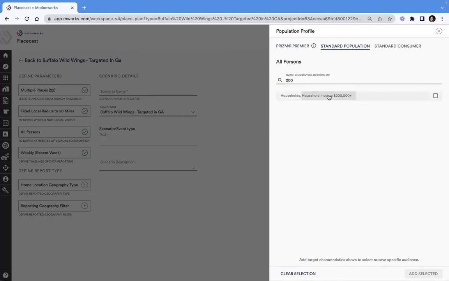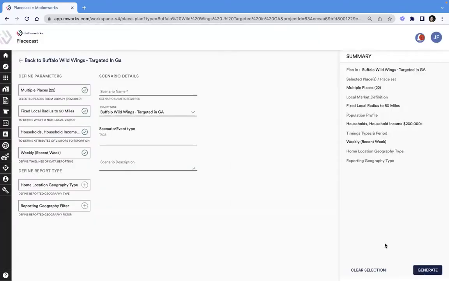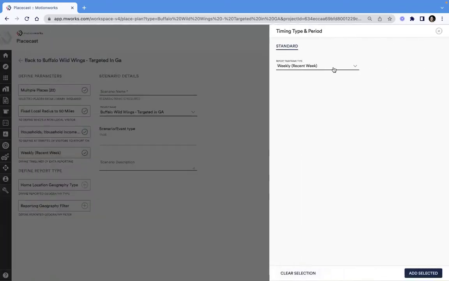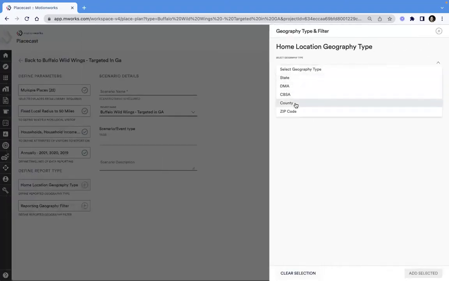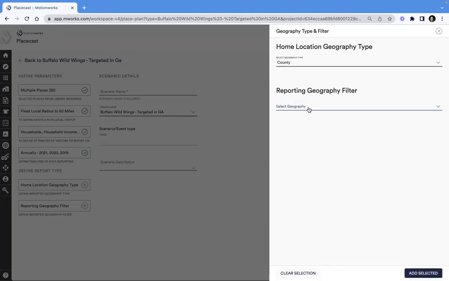population. Let's just filter down to 200 plus. Let's look at annual history to see how historical visitation may have shifted over time. And let's go back to that county. I want to understand the top counties that have the visitation for these places.